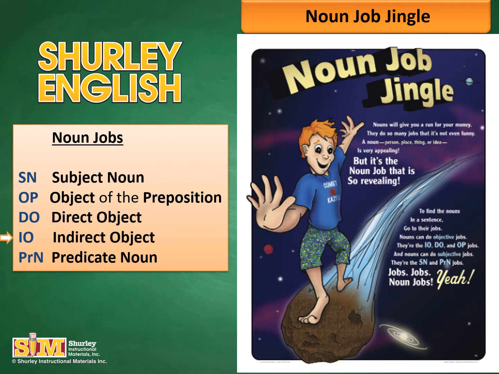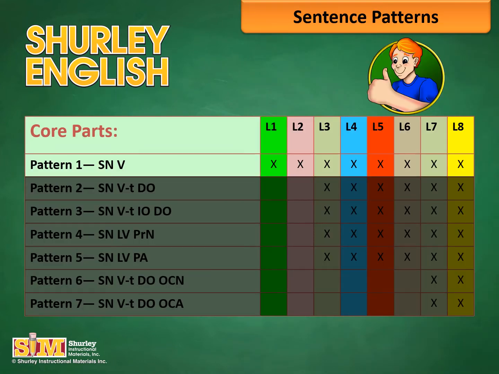Today, I will introduce you to the 4th noun job, the indirect object. This new noun is a core part of a Pattern 3 sentence. The last noun job is called a predicate noun, and it is a core part of a Pattern 4 sentence. Students will learn that a predicate noun is a noun in the predicate part of the sentence that means the same thing as the subject noun. Now that we have gone over noun jobs, let's do a quick review of the first 2 sentence patterns you will have already taught before Pattern 3.